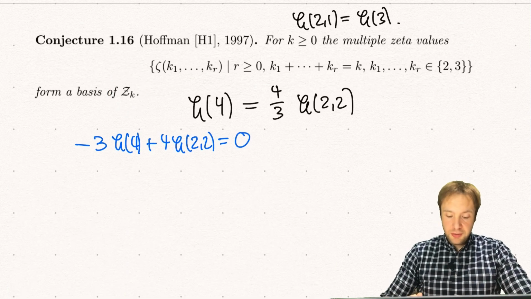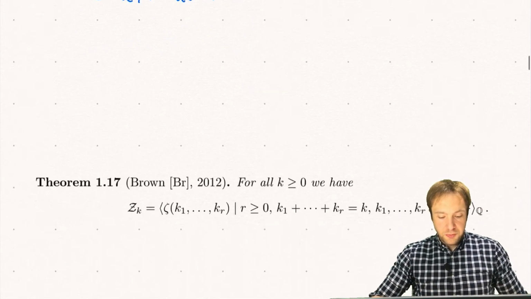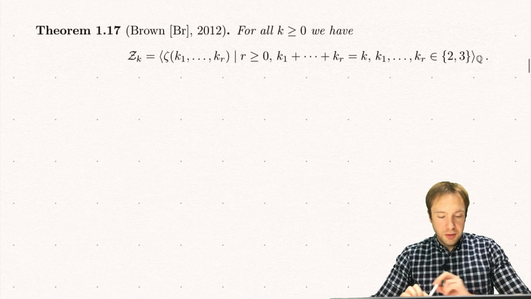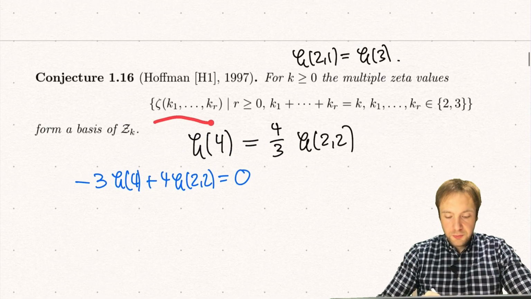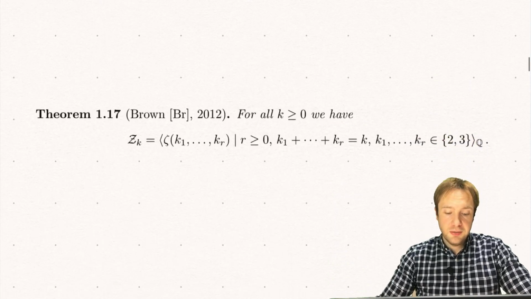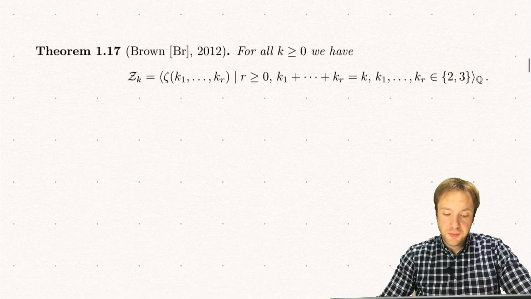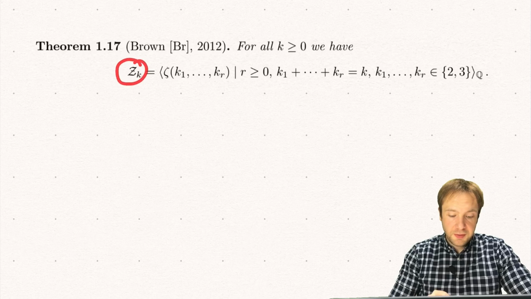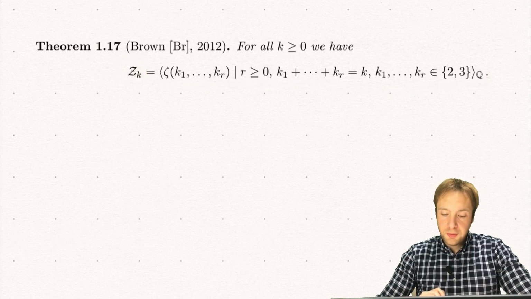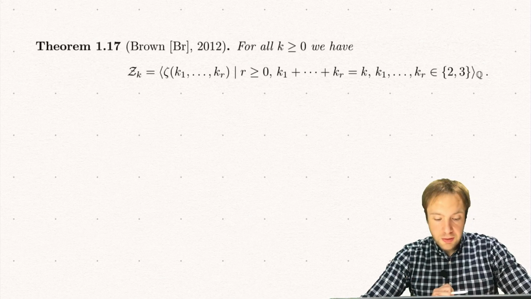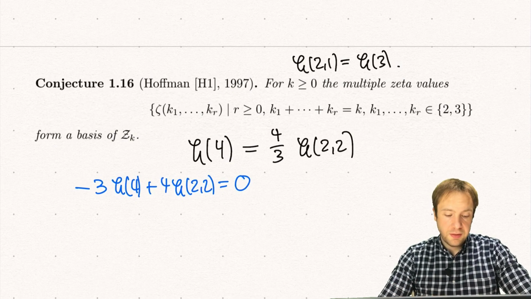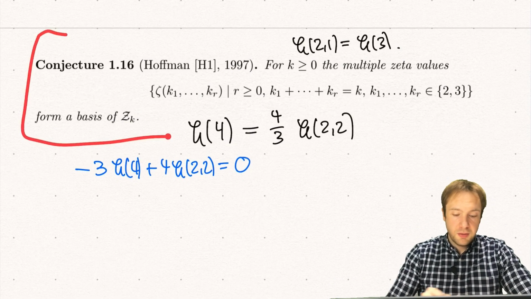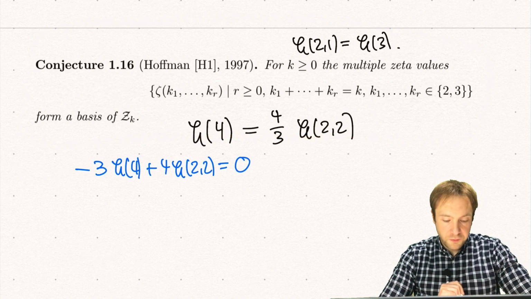And this we actually know due to a result of Brown. We know that these so-called Hoffman elements actually generate the space of multiple zeta values. So the space Z_k is actually generated by these multiple zeta values with entries just 2 and 3. But what we don't know is if these elements are linearly independent, and this is the open part of this conjecture due to Hoffman.